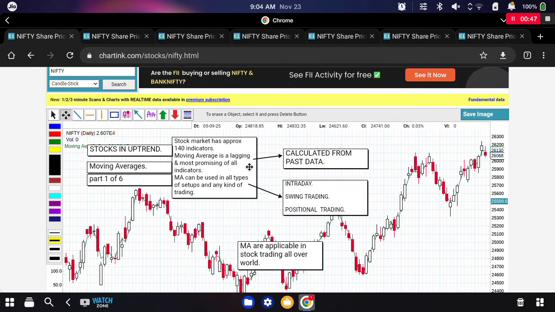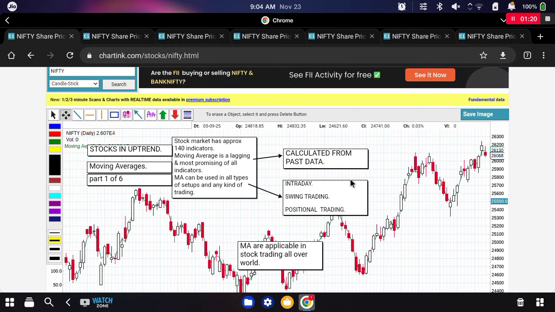Moving average is a lagging indicator and most promising of all the indicators. It is a lagging indicator because it is calculated from the past data. Moving average can be used in all the type of setups and in any kind of stock trading. Trading could be intraday, swing trading, or it could be a positional trading.